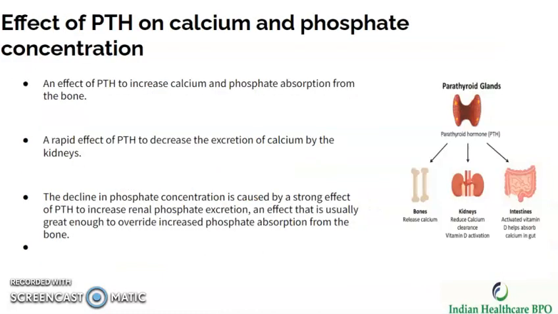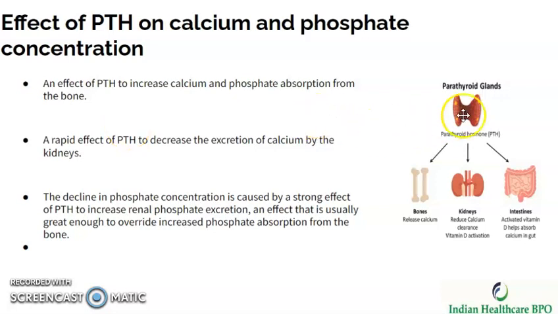Then, the effect of parathyroid hormone on calcium and phosphate concentration. First, the effect of parathyroid hormone is to increase calcium and phosphate reabsorption from the bones, and second, a rapid effect of parathyroid hormone to decrease the excretion of calcium by the kidneys. And third, the decline in phosphate concentration is caused by the strong effect of parathyroid hormone to increase renal phosphate excretion, an effect that is usually great enough to override increased phosphate absorption from the bones.